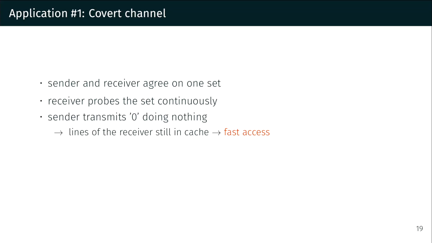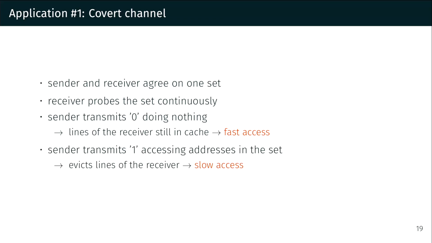When the sender wants to transmit a zero, he just does nothing. So the lines of the receiver are in the cache all the time, and he knows that the sender is sending nothing, so it's a zero. On the other hand, if the sender wants to transmit a 1, he starts accessing addresses that map to the same cache set, so it will take a longer time for the receiver to access its addresses again, and he knows the sender just sent a 1. And Clementine will show you what you can do with this covert channel.